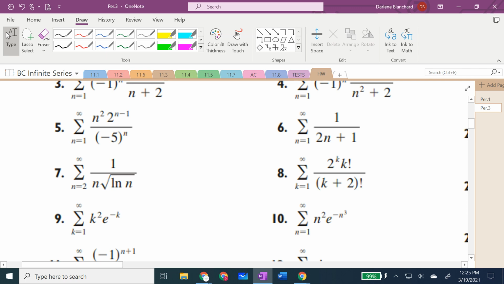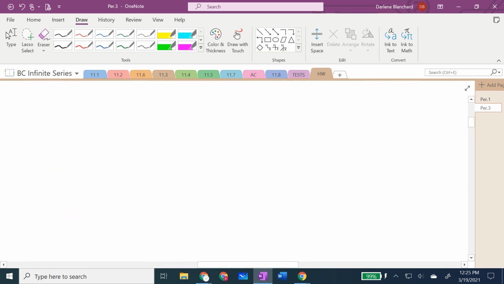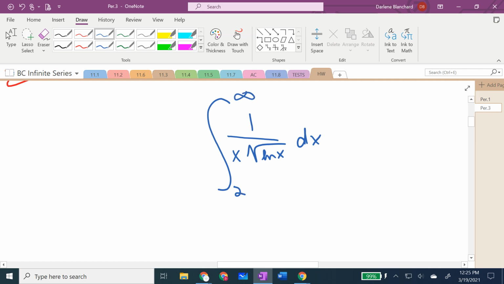So I'm going to change those n's to x's. And then I'm going to bring it over to an integral. And I believe that started with a 2. So this would be the improper integral that I am allowed to use, where the integral test is going to say both converge or both diverge.